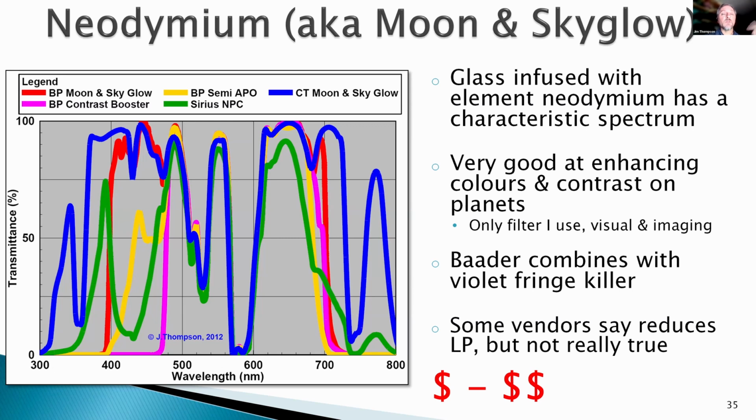So it's an interesting observation that you've made. I wasn't aware that using the Moon and Sky Glow actually helps to compensate for that. You can kind of see from this plot, if green is in the 500 to 550 nanometer range, it is blocking a fair amount of light in that range. So that makes sense to me, that would be the case. So yeah, interesting observation. Thanks for bringing that up.